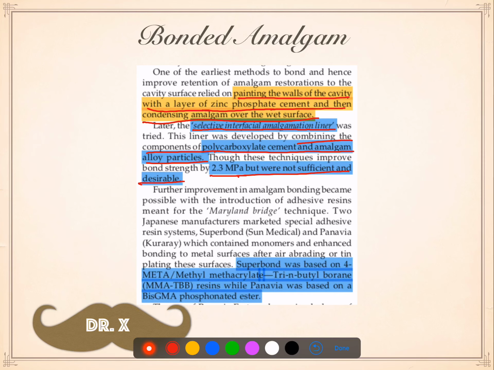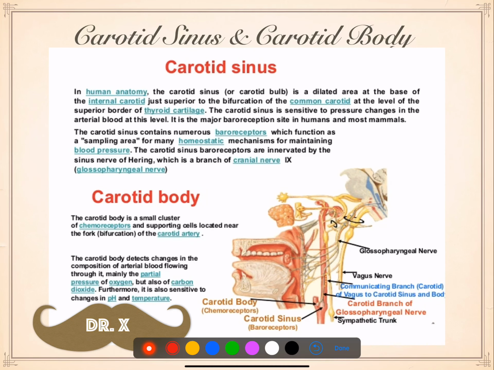Then they tried a different thing that is called bonded amalgams. These examples are important. One is 4-META and the second one is MMA-TBB. Okay, so these two are important examples of bonded amalgam. Of course, you can go through the slide.